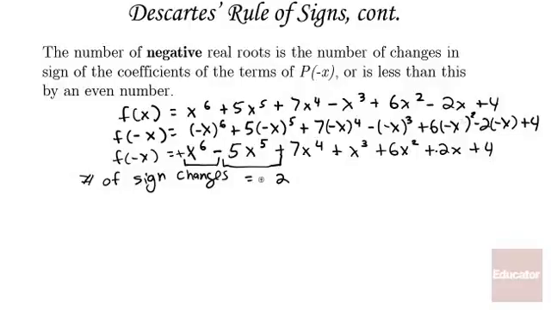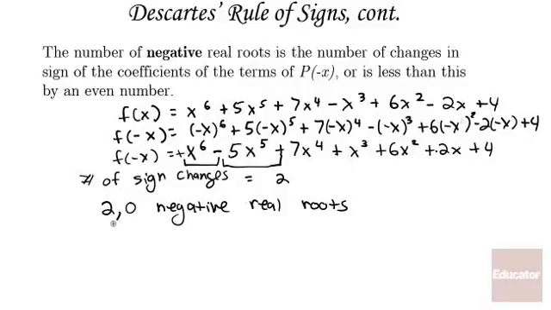Okay, so the number of negative real roots is the number of changes in sign of the coefficients of the terms of f of negative x, or less than this by an even number. Therefore, I'm going to have 2 negative real roots, or less than this by an even number. Well, 2 minus 2 is 0. Can't go any lower than that for the number of roots. So 2 or 0 negative real roots.